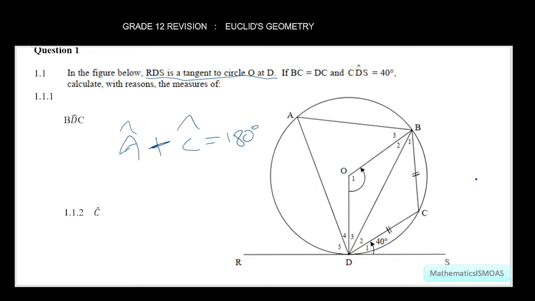Then, coming back to B and D, I can't just say angle B plus angle D is equal to 180 degrees because the question is which angle B am I talking about? Which angle D am I talking about? Therefore, I need to be specific to say I'm talking about angle ABC, which is this angle. Then I'm saying angle ABC plus angle ADC, which is this angle.